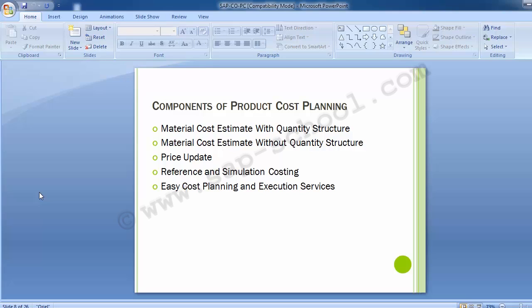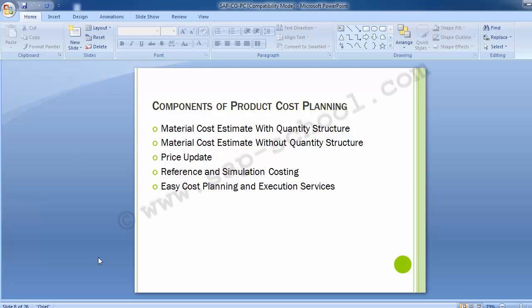cost planning is done. You can plan the material cost estimate with the quantity, as if you know the quantity of the material to be produced. You can even plan the cost estimate without the quantity structure, as we discussed just now. And even you can plan it with price update, as said that you can update the prices as well manually in the SAP system. So these are the various components of product cost planning.